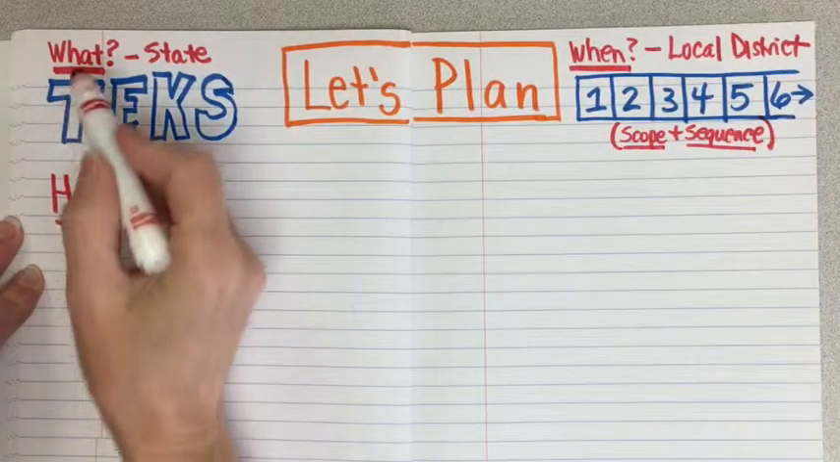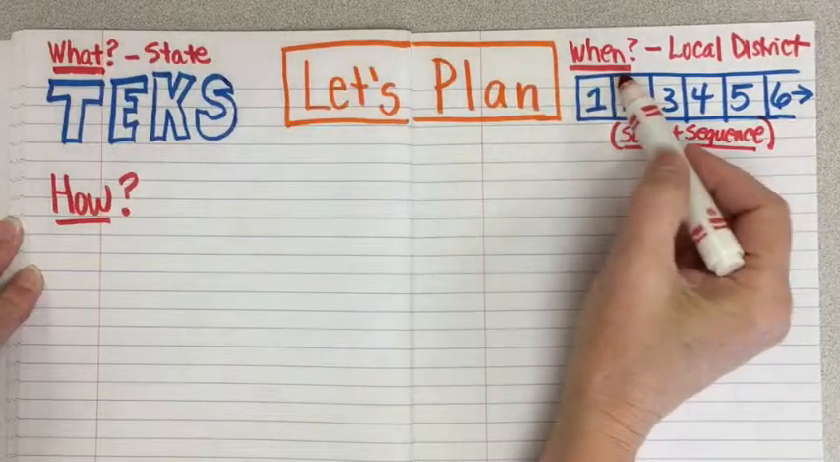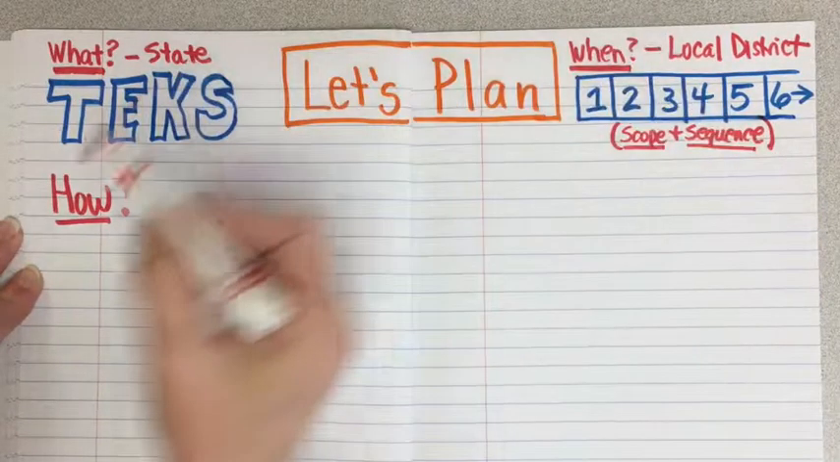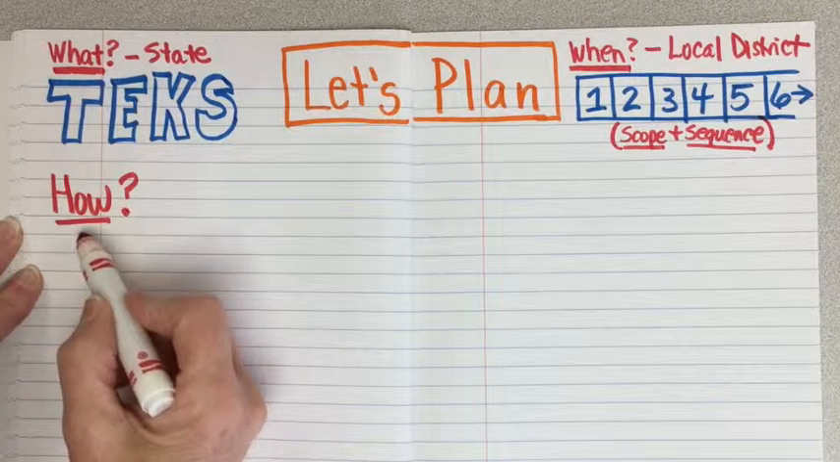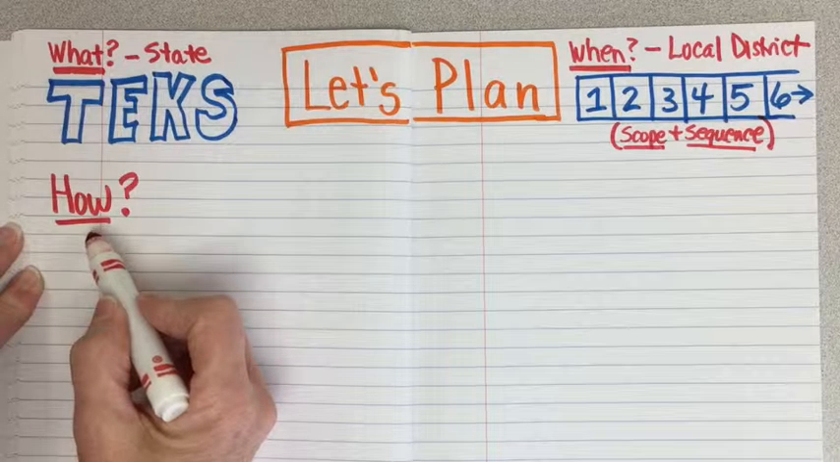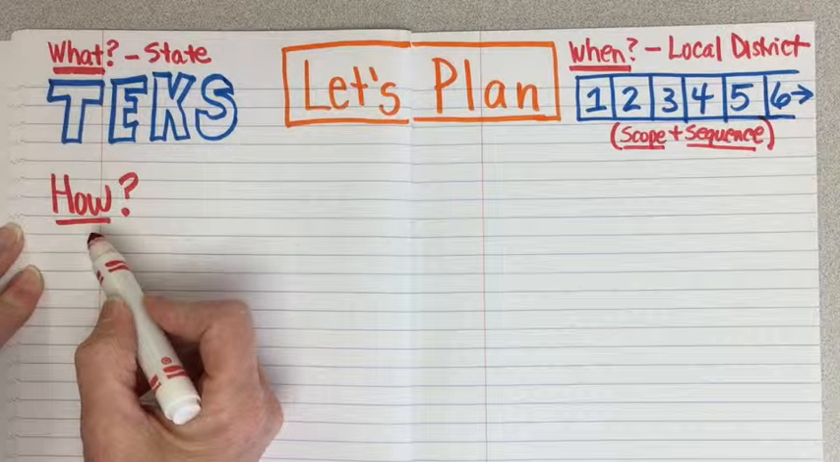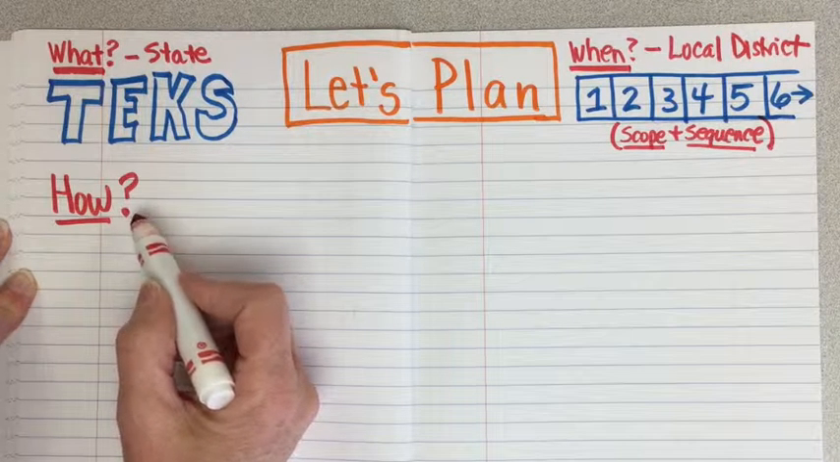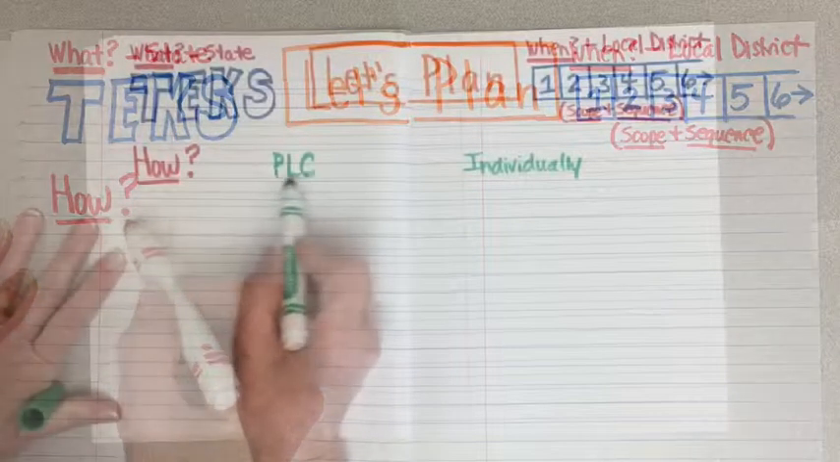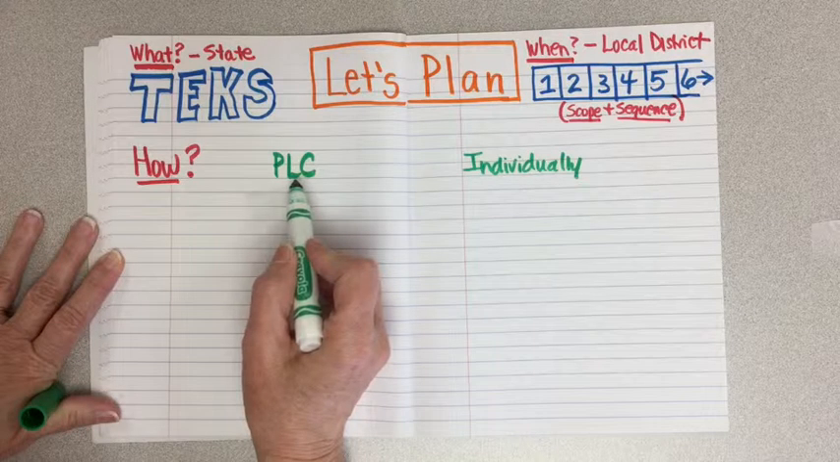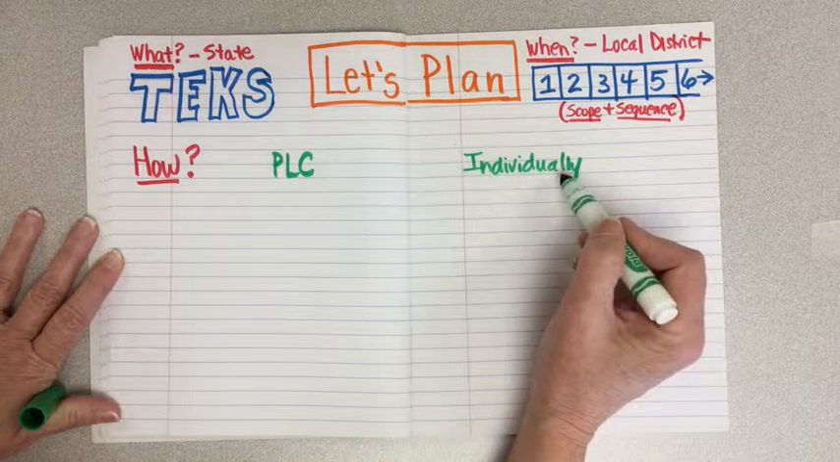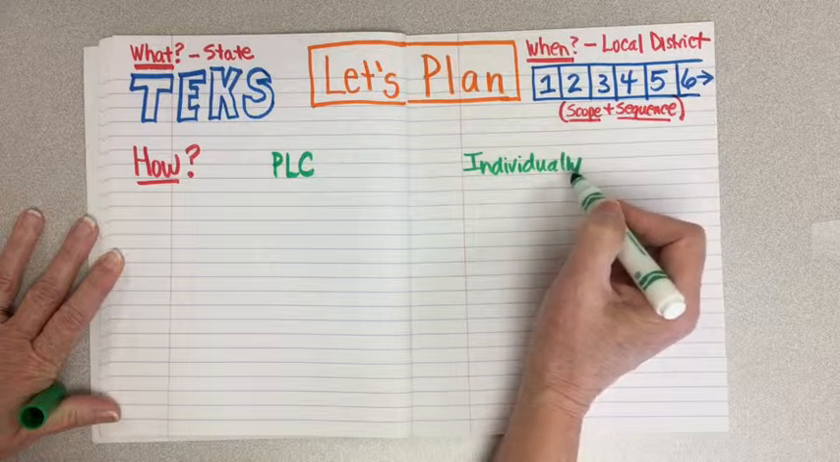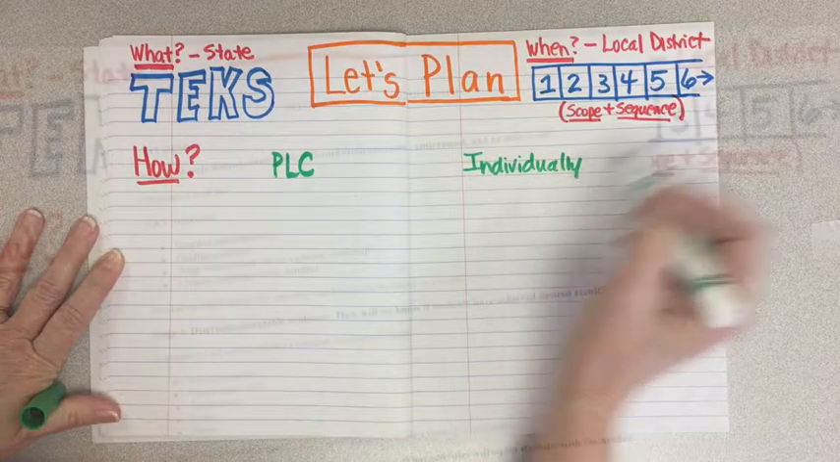Now that we have the what we're going to teach and the when we're going to teach it in place, we get to the fun part. This is the how it's going to be taught. This part is about individual instruction and knowing your students and how best to teach them. As a PLC, we'll be looking at the unit, and then we'll break that down individually and what you feel comfortable with in your classroom.